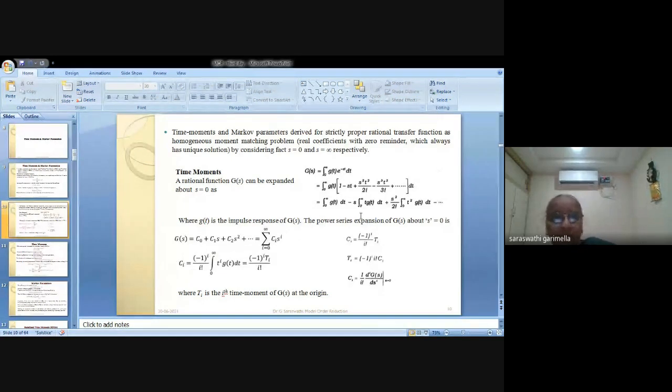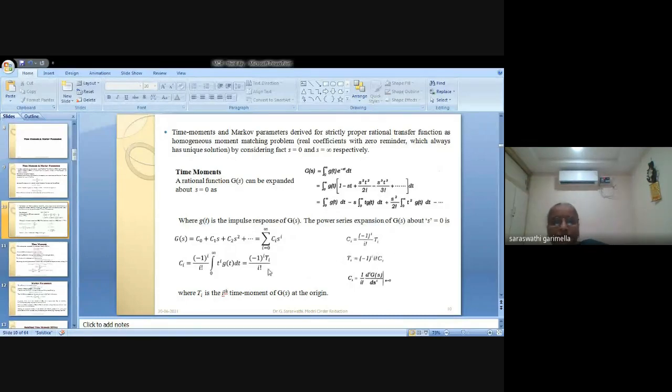So these are the Ci's with these signs. That's why you have to write minus 1 to the power of i by i factorial, because I am considering the ith coefficient: the integral from 0 to infinity of t to the power of i g(t) dt. So this is what we get. If you take this expansion as s tends to 0 and do this integration, you will get minus 1 to the power of i, Ti by i factorial, where Ti is the ith time moment of g(t) at the origin. This is how time moments were defined in theory.